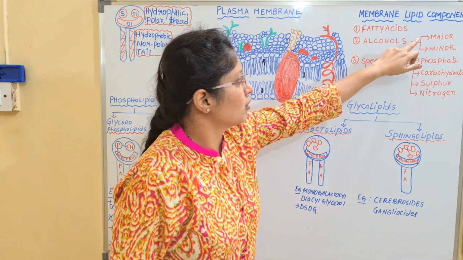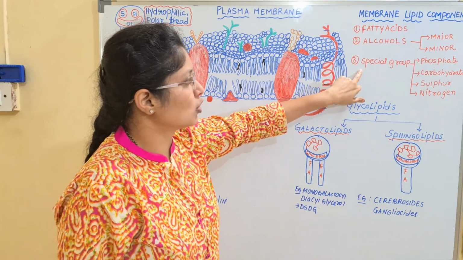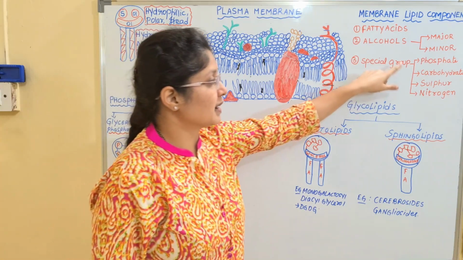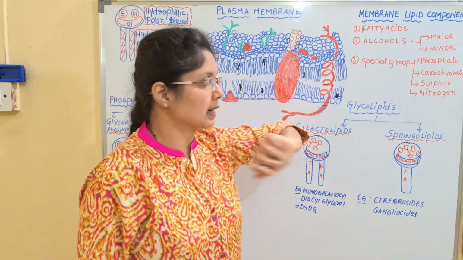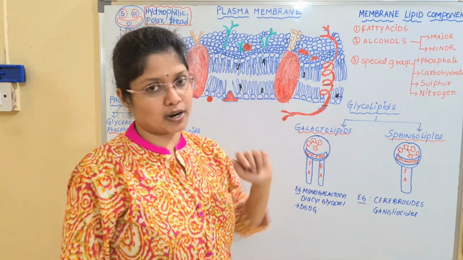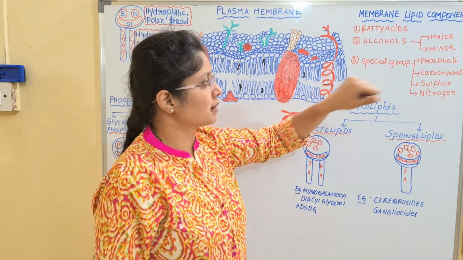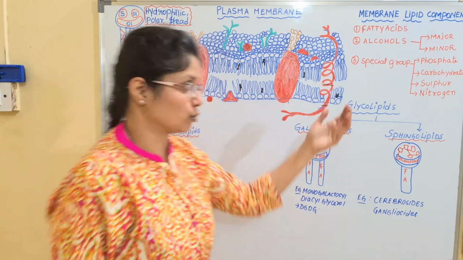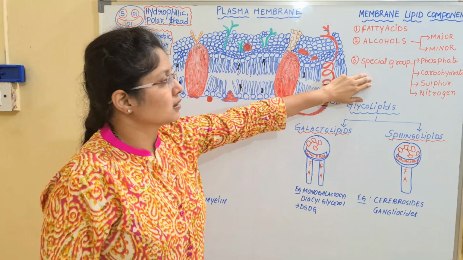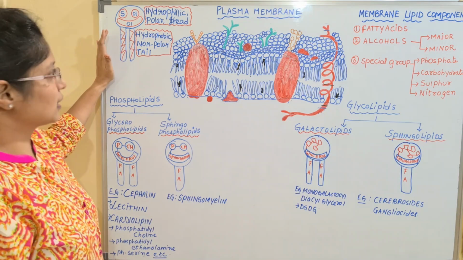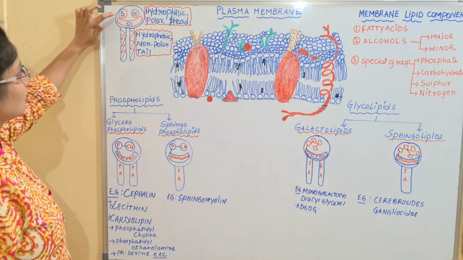So these are the two types of alcohols I have given, and the third component I have told you, the special group which is present, will be attached with any one of the components. It can be phosphate, sulfur, nitrogen or carbohydrates. All of these molecules can be present as the extra group or the special group. Okay, so this is regarding the components of the membrane lipids, and this is the general structure of the lipid molecule. Here I have given the special group.